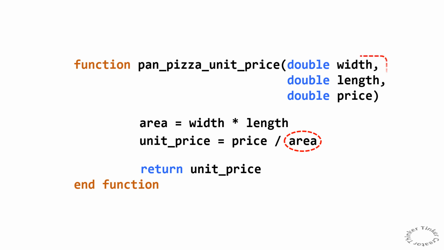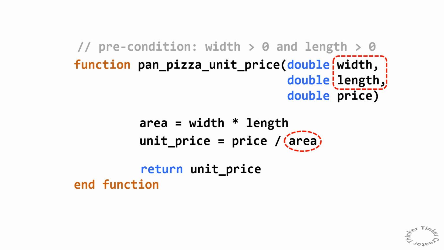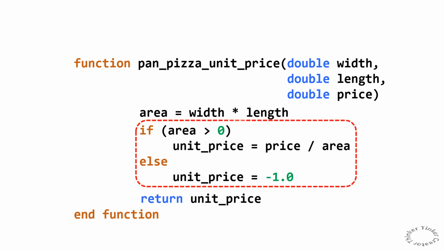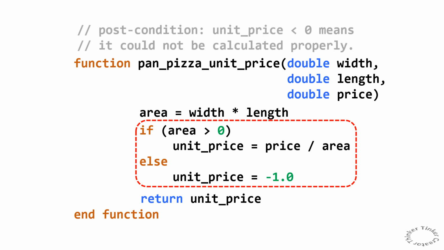Area becomes 0 if width or length is 0. So we can prevent division by 0 by setting up a precondition. This means we have to validate the values of width and length before calling the function. Another way to prevent division by 0 is by using a conditional statement inside the function, and then set up a postcondition. This means we have to explain the negative unit price when we output it on screen.